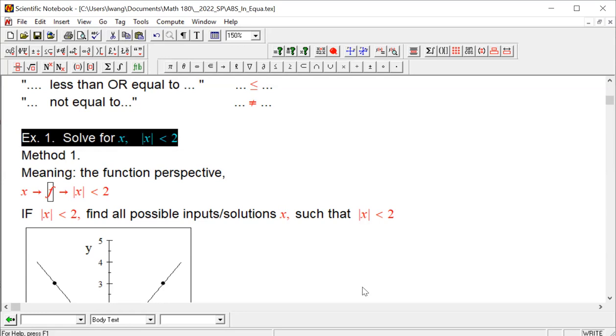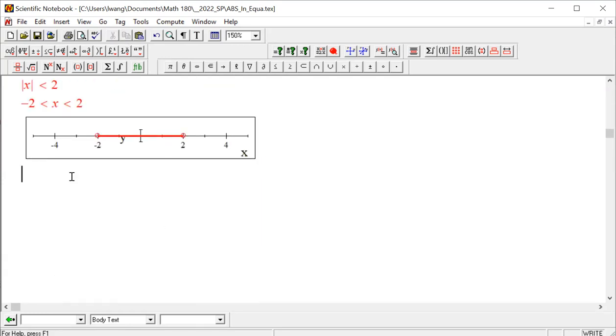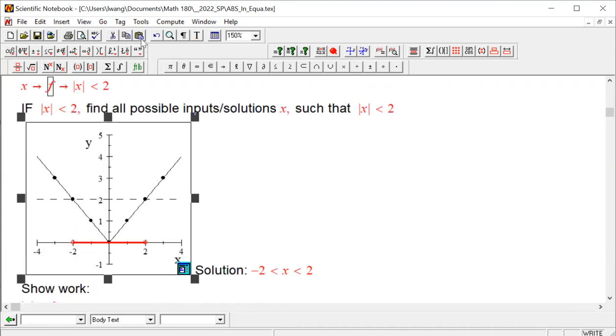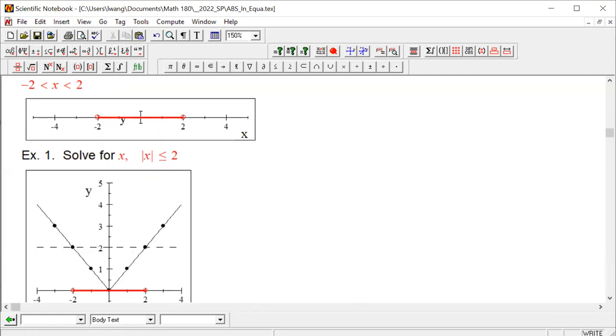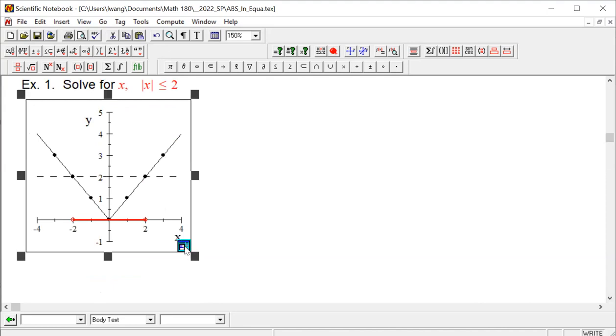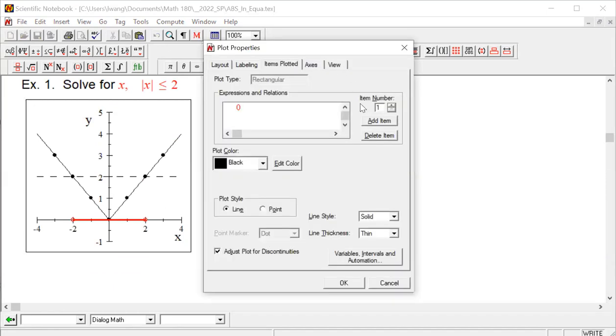But what if we have another example, and this time it's going to be less than or equal to 2? We've done less than 2, didn't we? So for less than or equal to 2, if we do the function perspective, what will happen? We're going to draw a solid horizontal line.